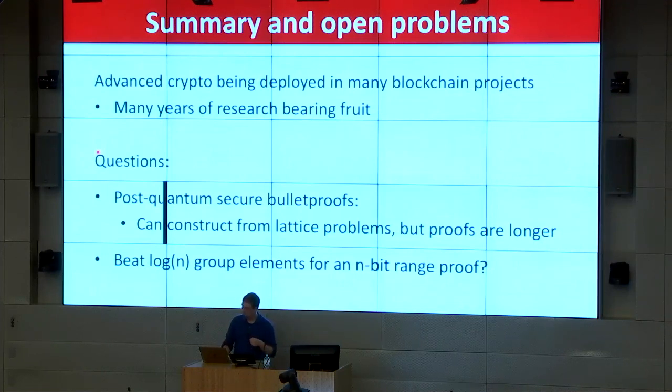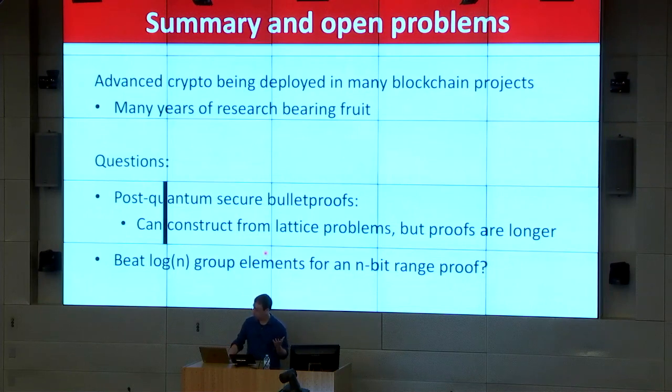So for example, can we make these proofs post-quantum secure? That means that even if you have a quantum computer, you can't generate fake proofs. This community is very paranoid about these things. They're always very worried that someone will be able to break their crypto and inflate the currency. So we'd like to have systems that are post-quantum secure.